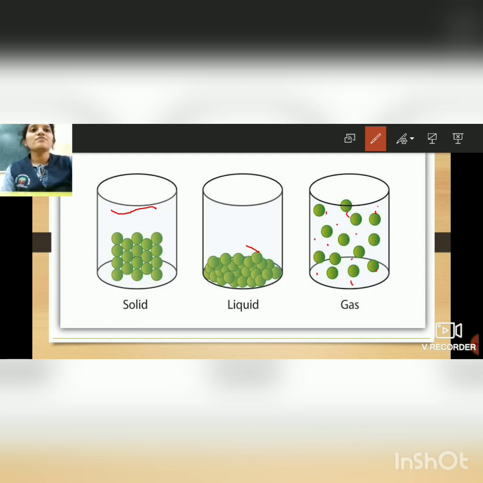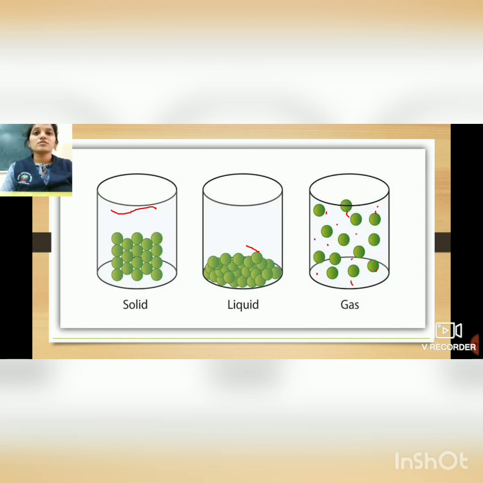That means they can freely move all around. The molecules of a gas can freely move all around, and that's why gases don't have definite shape and volume. Of solid, liquid and gases, only solids have definite shape, definite size and volume.